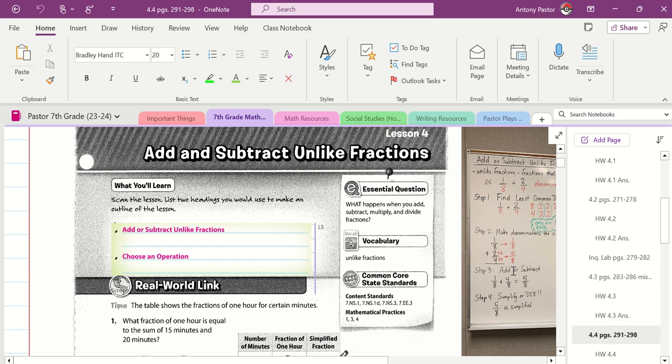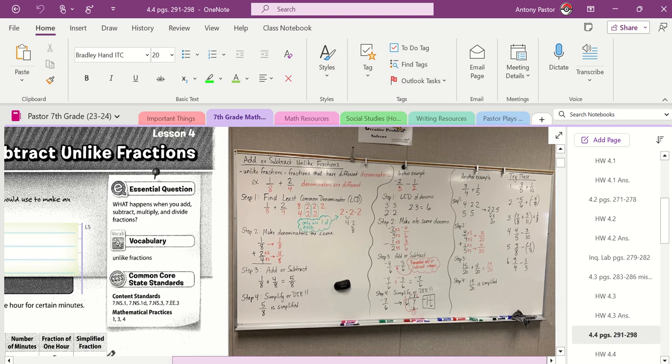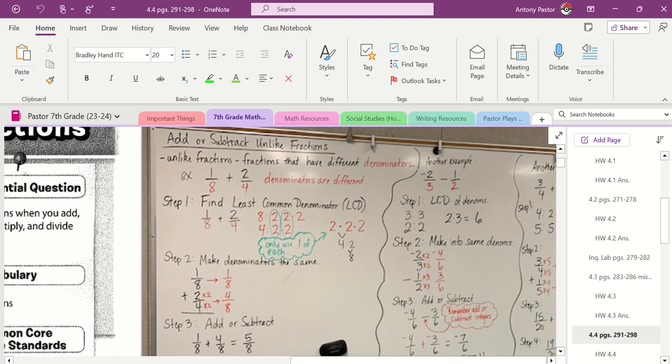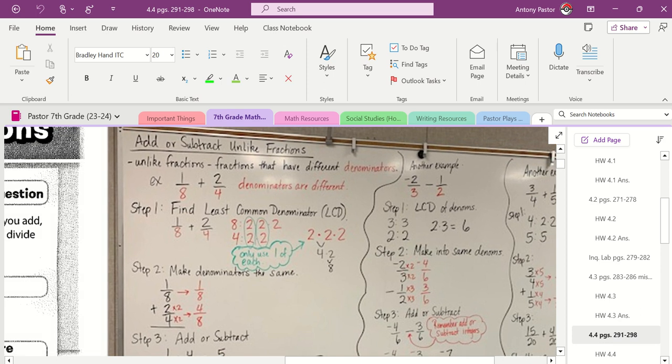Today we're doing 7th grade math, chapter 4, lesson 4. We're adding and subtracting unlike fractions. So building on the last video, the only way to add or subtract fractions is to make sure the denominator is the same. In order to do that, we have to convert. So our example here is 1/8 plus 2/4.